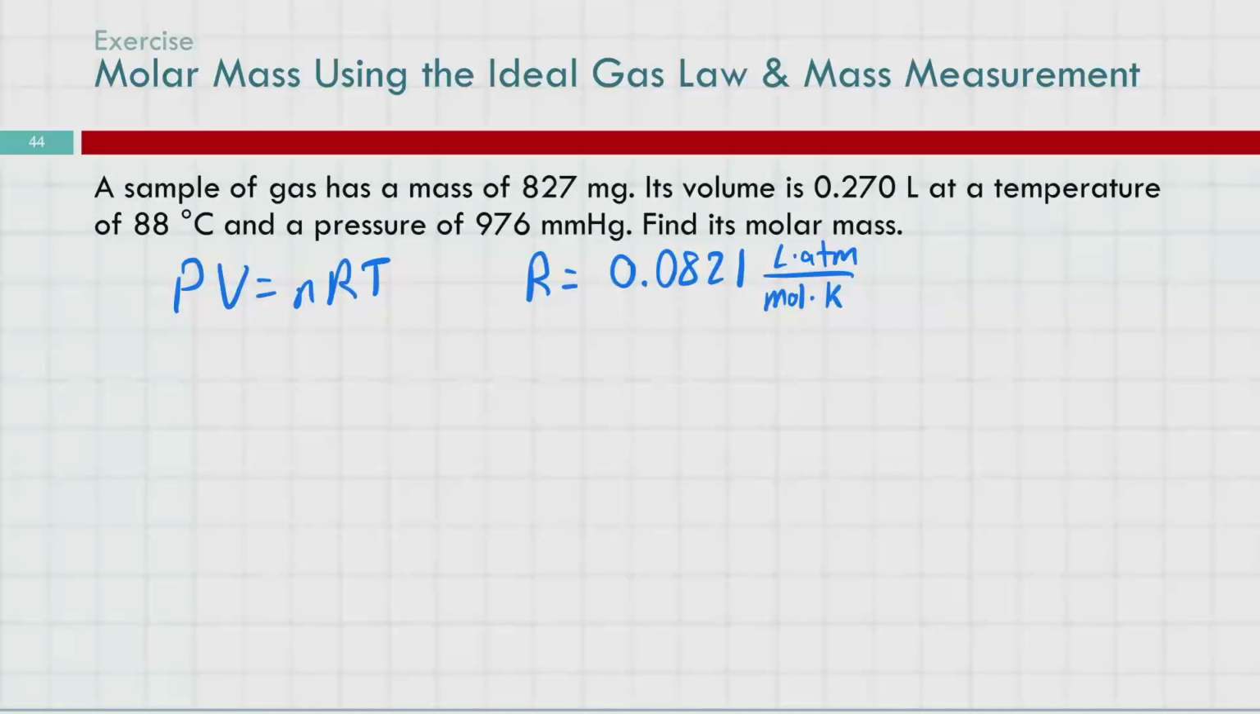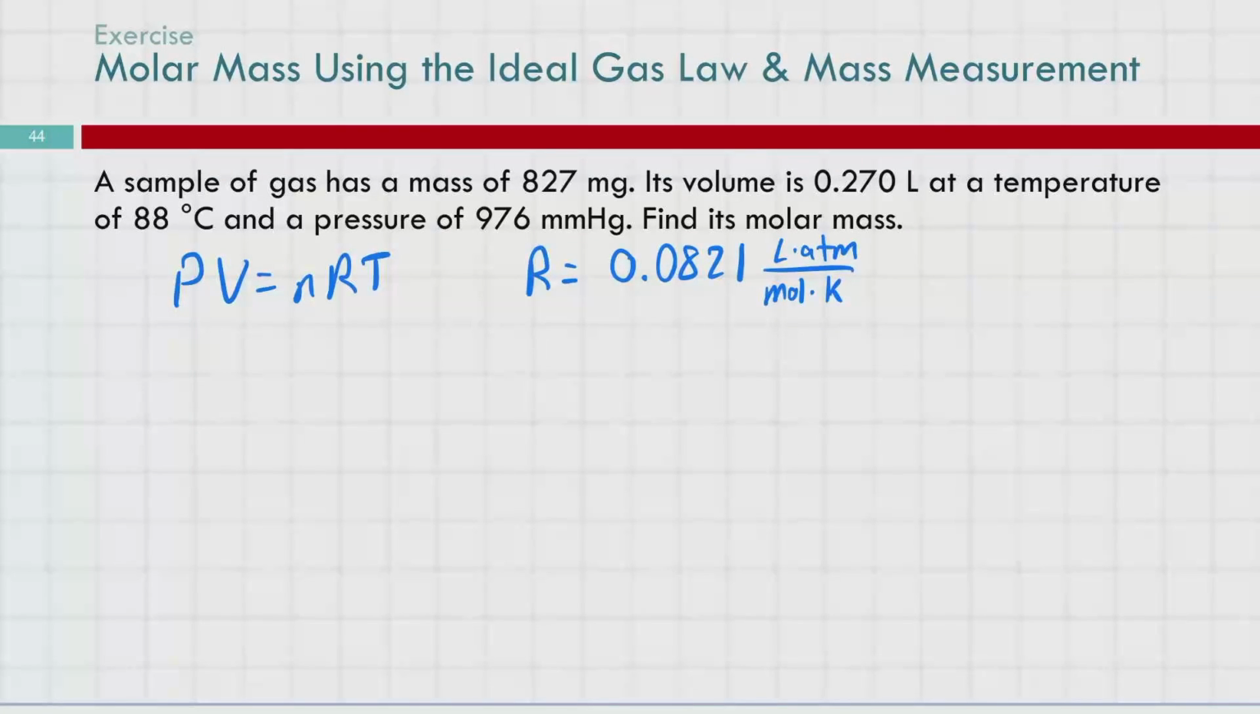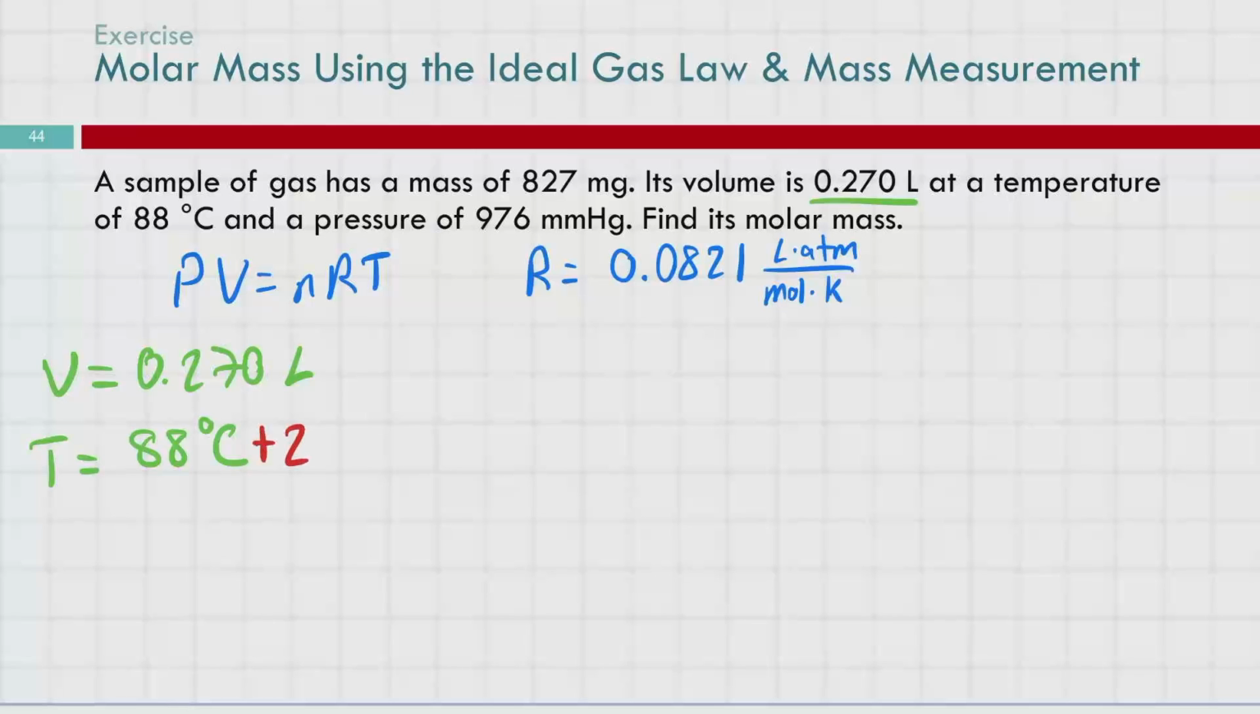So you were already given a little bit of time to try to solve this. One of the ways that I like to solve these is to write down all the variables over on the side so that we've got them all in one place, pulled out from the problem text. So our volume is 0.270 liters, our temperature is 88 degrees Celsius, and we need to convert that to Kelvin. So we add 273.15 to get it into Kelvin, which is 361.15.